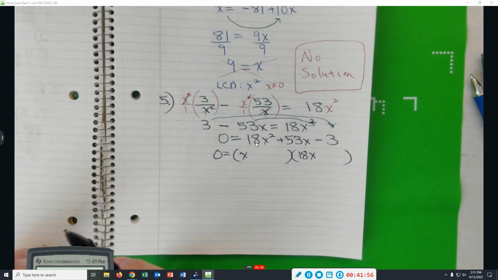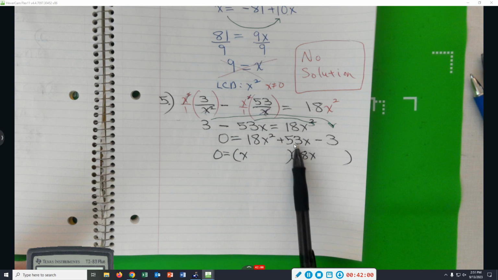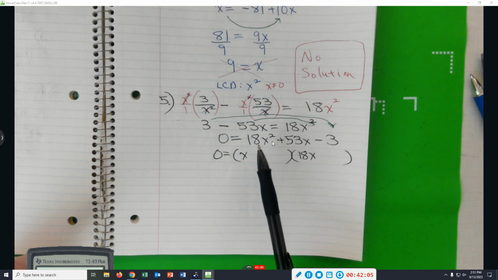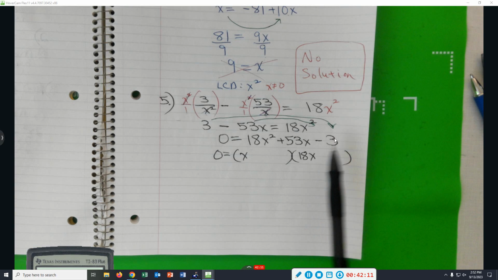But 18x squared, there's 1x times 18x, or 2x times 9x, or 3x times 6x. 1x and 18x, I think that's the one I'm going to try. And what made you think that? Tell them your little trick about if the middle number's kind of large. First of all, I noticed that 18 times 3, I know that. I can do that in my head. That's 54. That's right close.